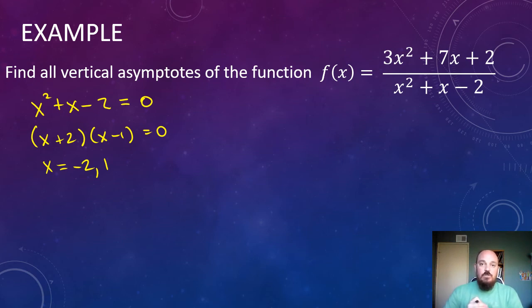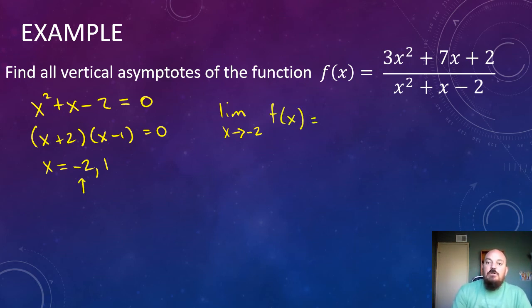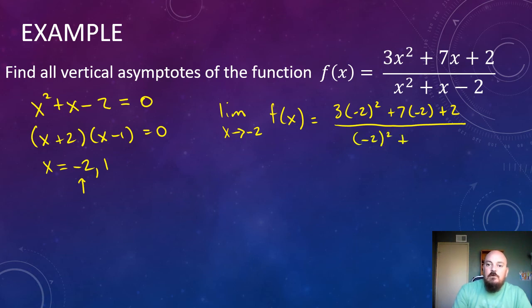So what we need to do is test each one. So let's do each limit. I'm going to start with the limit as x approaches negative 2. And I'm going to do it by direct substitution. I'm going to do 3 times negative 2 squared plus 7 times negative 2 plus 2 over negative 2 squared plus negative 2 minus 2. Now, the bottom should be 0, unless you made a mistake earlier, because that's why we're picking these numbers. We're picking these numbers because they make the bottom 0.